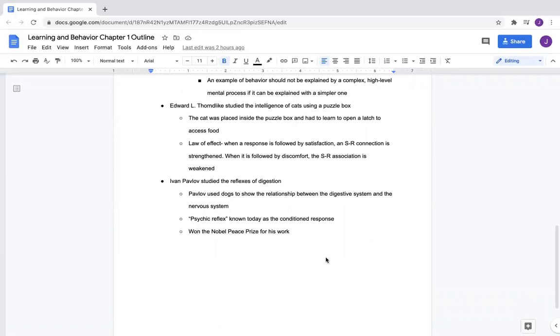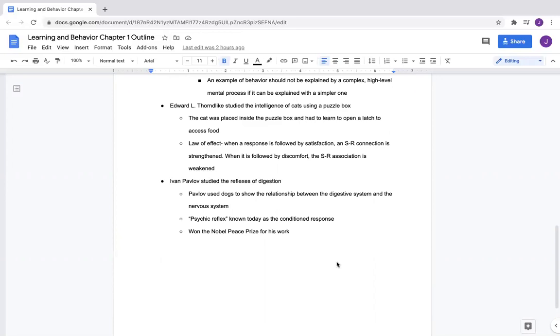And then another major development was the use of the puzzle box, in which a cat was placed inside a puzzle box, and it had to learn to open a latch to access food. And so this used the law of effect. When a response is followed by satisfaction, an SR connection is strengthened. When it's followed by discomfort, the SR association is weakened. And so over time, the cats did learn to open the lever and to get to the food. However, it was a slow learning process, and this was a very important contribution to this learning.